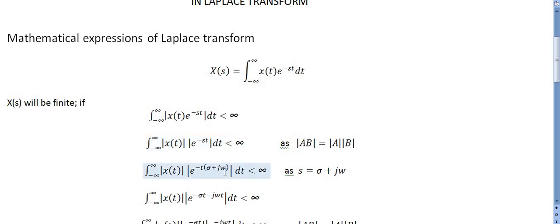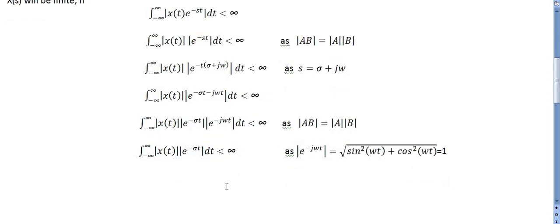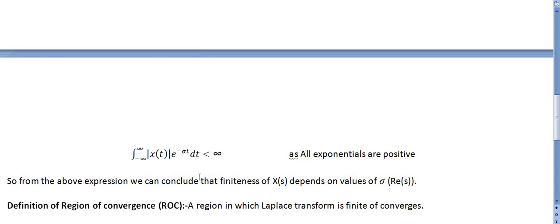After that we have placed the value of s. After that we have skipped e raised to minus j omega t, because mod e raised to minus j omega t is equal to 1. So this expression shows us that the finiteness of this integration depends on the sigma value only. It depends on sigma.